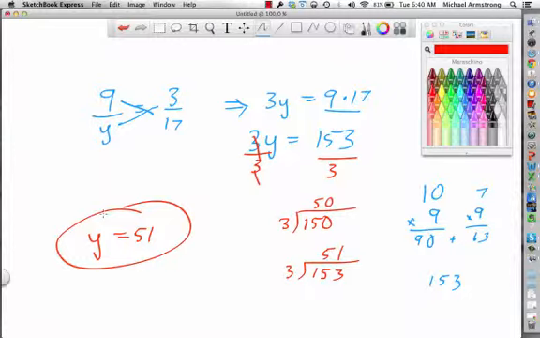Let's see if there's any other examples that we should do. No, I think that'll do it. Good luck. Have fun. This assignment should be actually fairly pleasant.